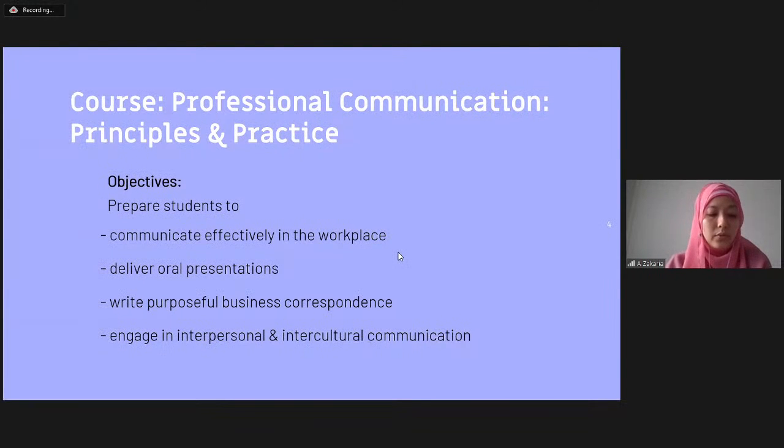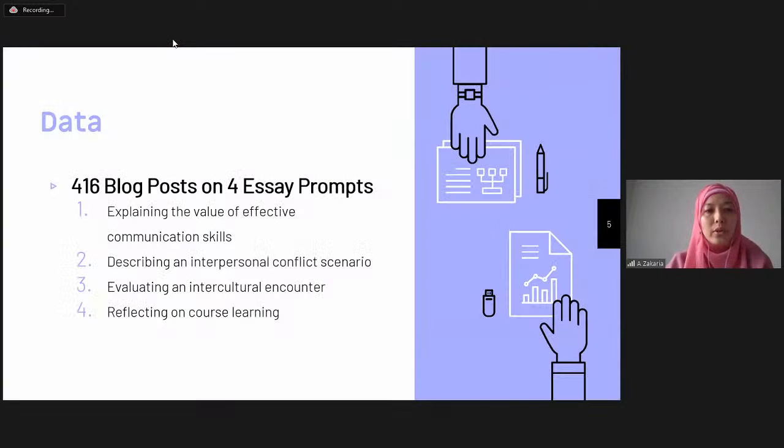Just to give the context of the course, the purpose of the course was to prepare students to communicate effectively in the workplace, to deliver oral presentations, write purposeful business correspondence, and to engage in interpersonal and intercultural communication. The prompts for the blog posts were to explain the value of effective communication skills, describe an interpersonal conflict scenario, evaluate an intercultural encounter, and reflect on course learning. Over the course of a few semesters, we had 416 different blog posts on the same essay topics.